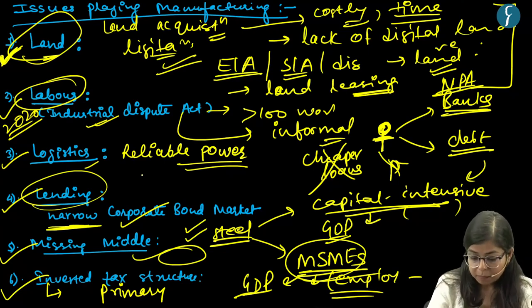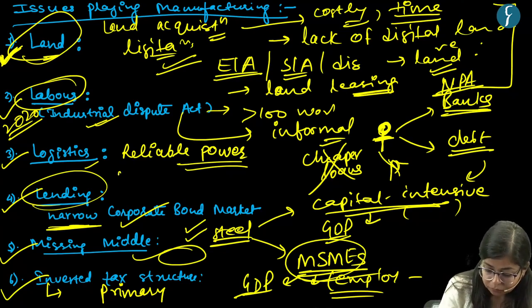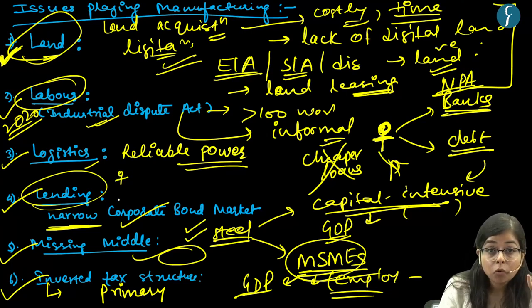Now let me simplify it. This means that because there is more tax on primary goods, like say cotton, there is more tax on cotton, and there are other industries like the textile industry, leather industries.